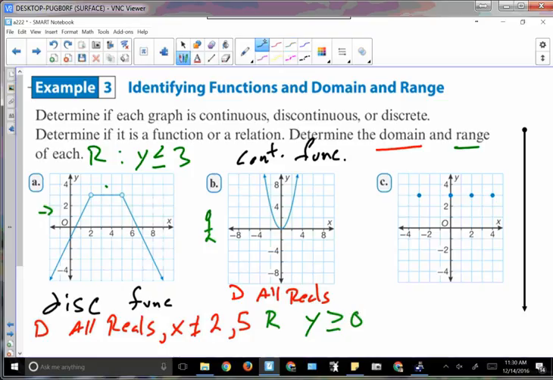What about C over here? Okay, so we got discrete now. Is it a function or a relation? Okay, when it's going to be discrete, then we got a relation going on. What is the domain? Well, since I've just got points, I got specific values for x. So the domain here is going to be at what? Well, -3, 0, 2, and 4. What is the range going to be?